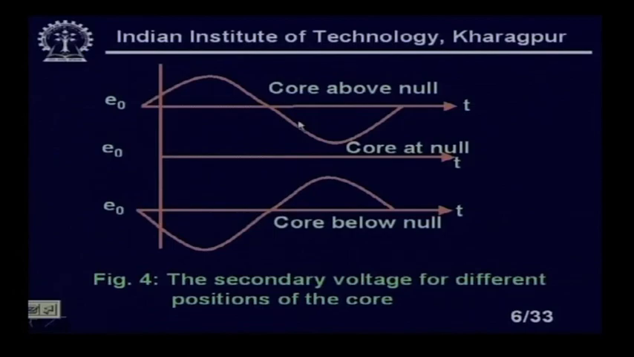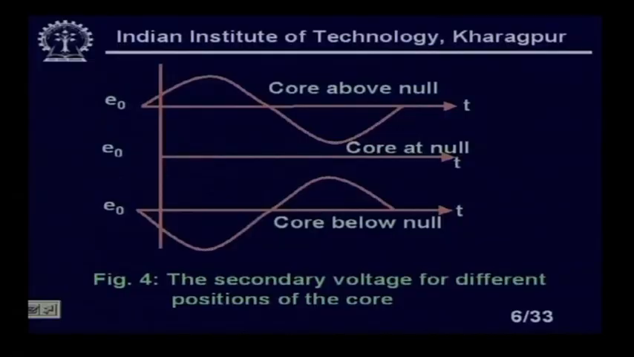This is necessary, because in some situations I must know in which position the core lies, whether it is above null or below null. You see here what will happen, we are getting it like this, right. So, you see these two phases are exactly out, that means 180 degrees out of phase, right. There is a phase difference between the excitation voltage and this, and the excitation voltage and this, but these two voltages, when the core is above null and when the core is below null, are exactly 180 degrees out of phase.